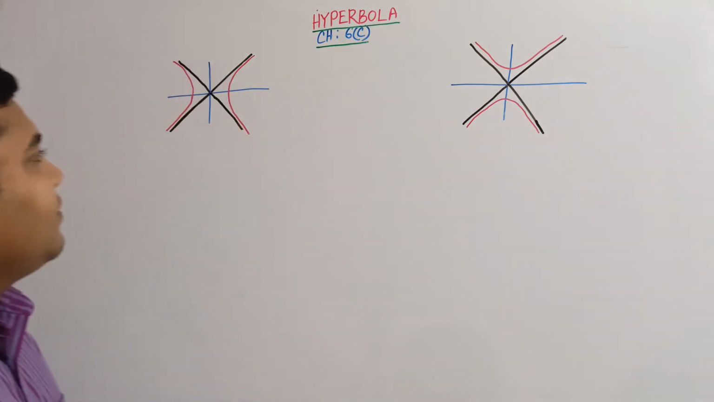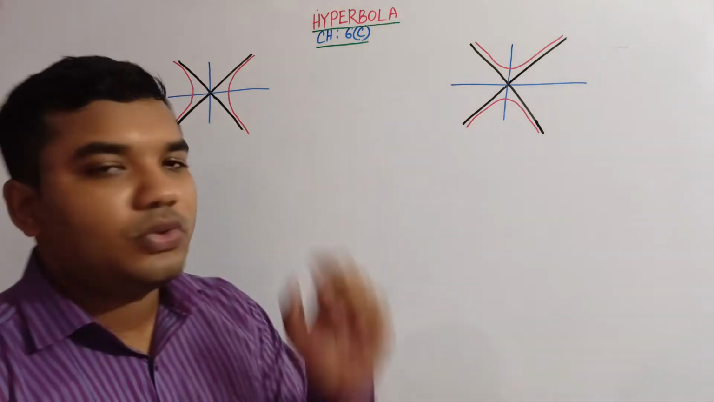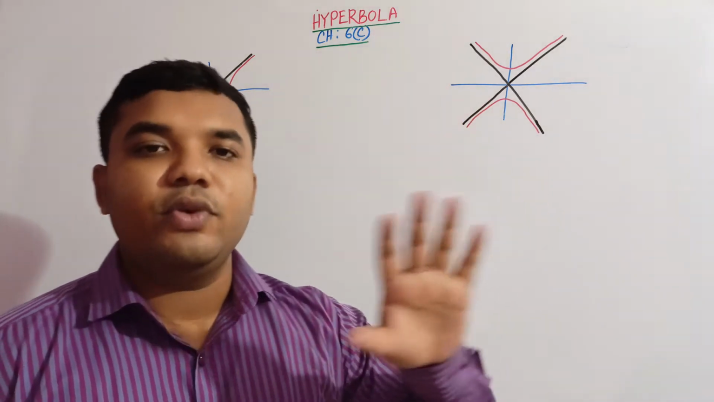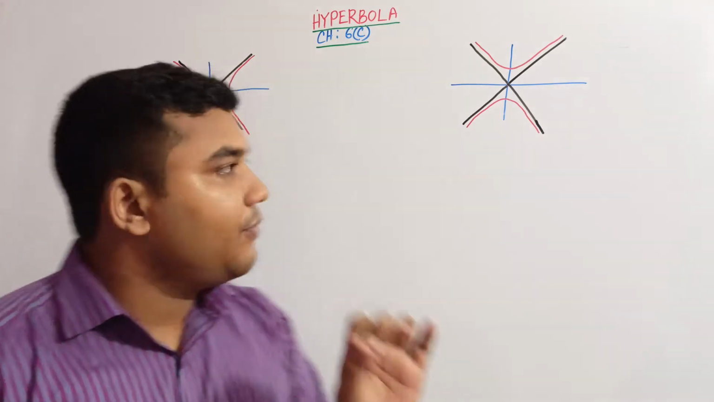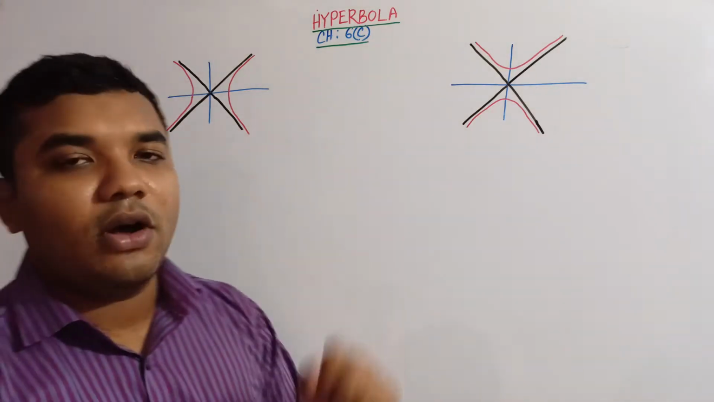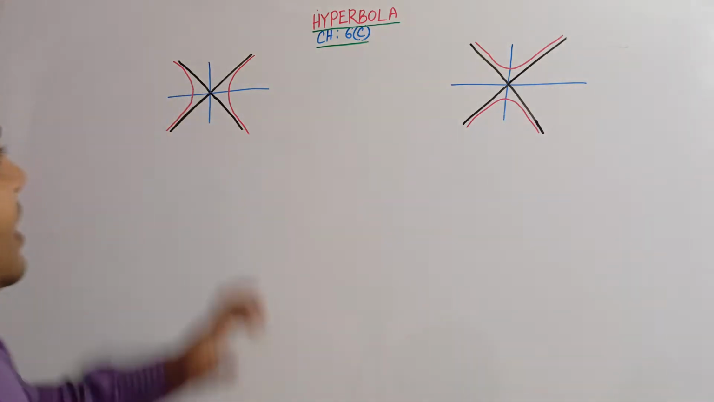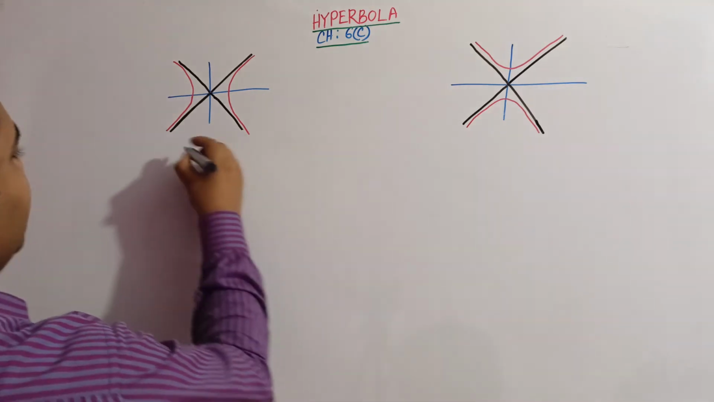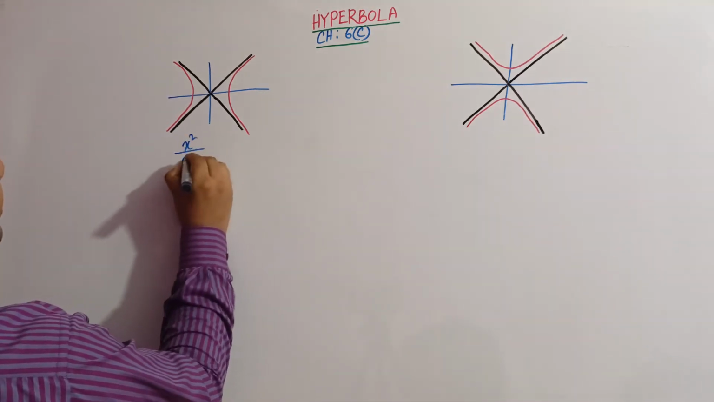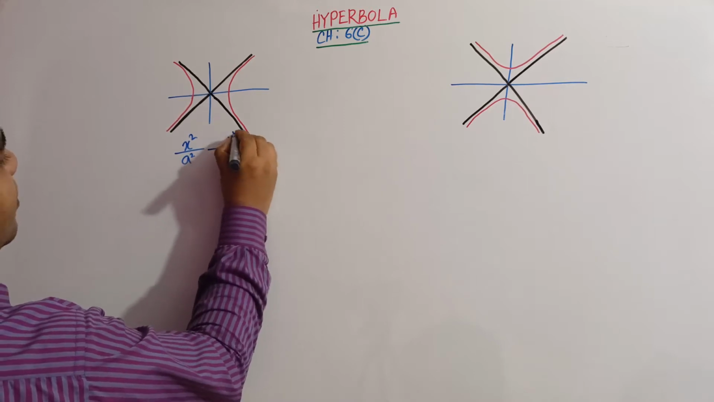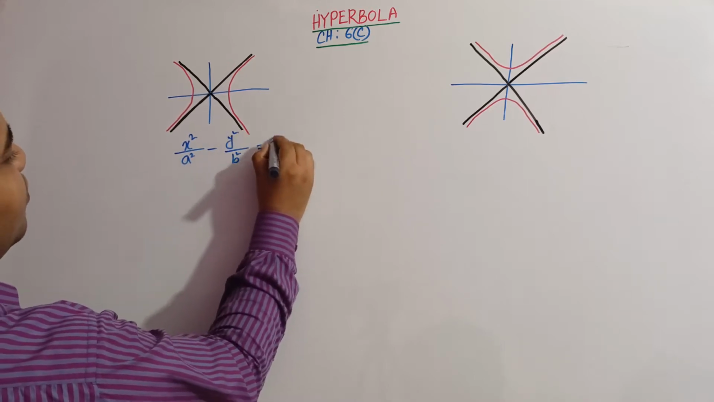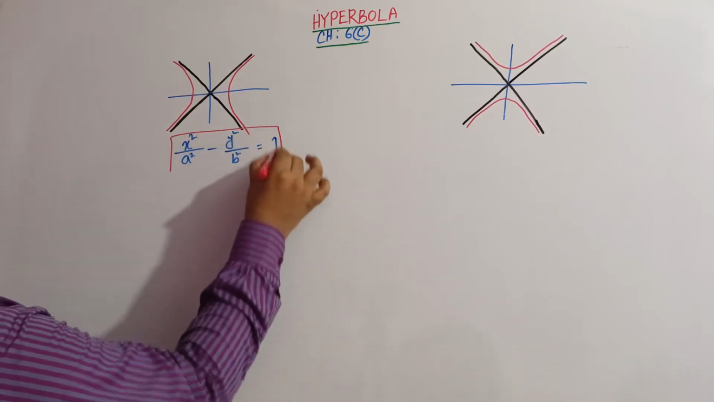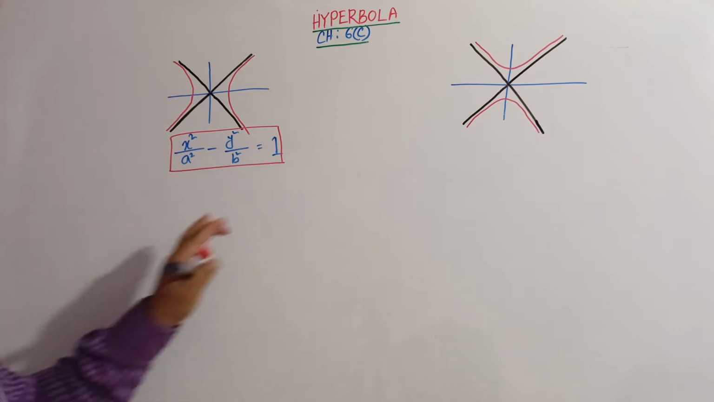So first, we have drawn two figures of hyperbola here. Maybe you can't understand why we are doing that, but don't worry, first we are going for the formula, the standard equation of the hyperbola. The standard equation of hyperbola looks like x square by a square minus y square by b square equals 1. That is the standard equation of hyperbola. So x square by a square minus y square by b square equals 1.